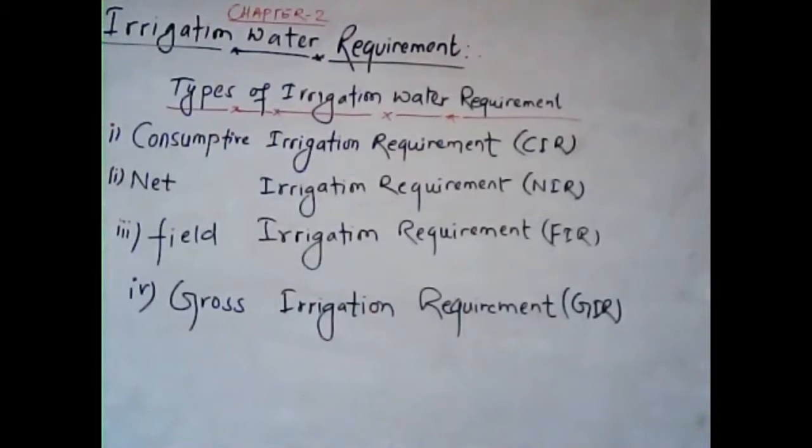From this whole lot of things, we can classify the irrigation water requirement mainly into 4 categories. These 4 categories are, first, your consumptive irrigation requirement, CIR. Second, your net irrigation requirement, NIR. Third, your field irrigation requirement, FIR. And fourth, your gross irrigation requirement, GIR. So friends, we will be going through all these irrigation requirements in a brief manner.